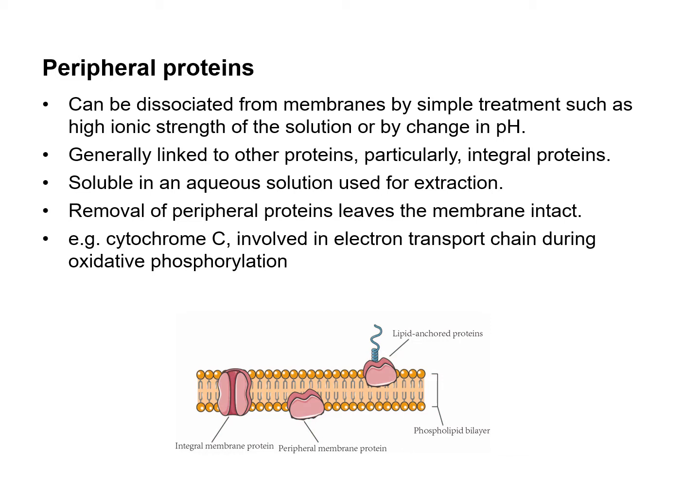the electron transport chain during oxidative phosphorylation, which is a critical process for ATP generation, or the energy production and storage in the cell. And we're going to discuss much more about that later in this course.